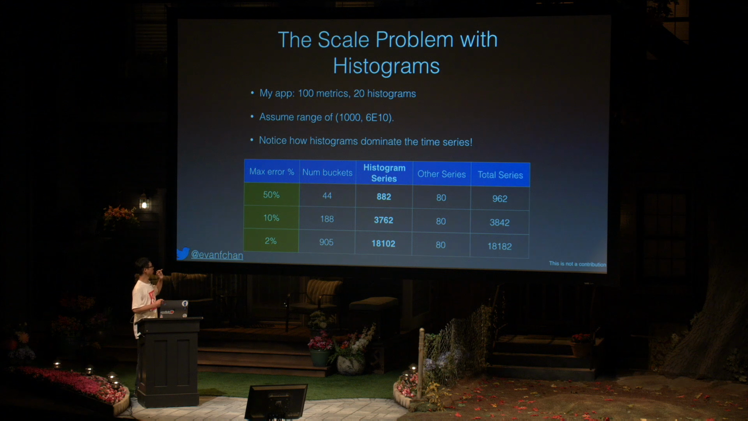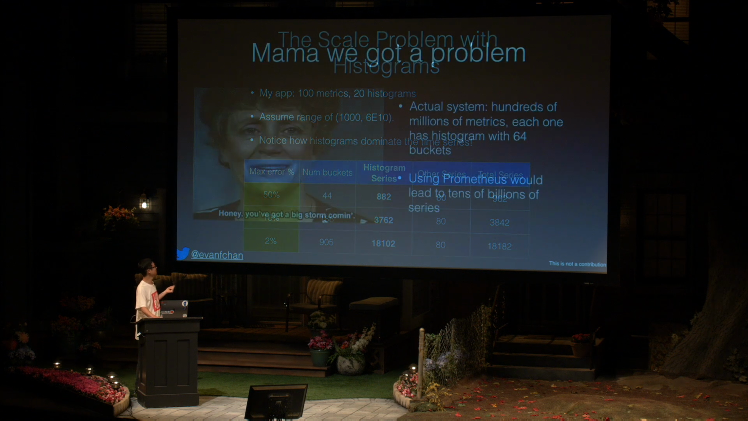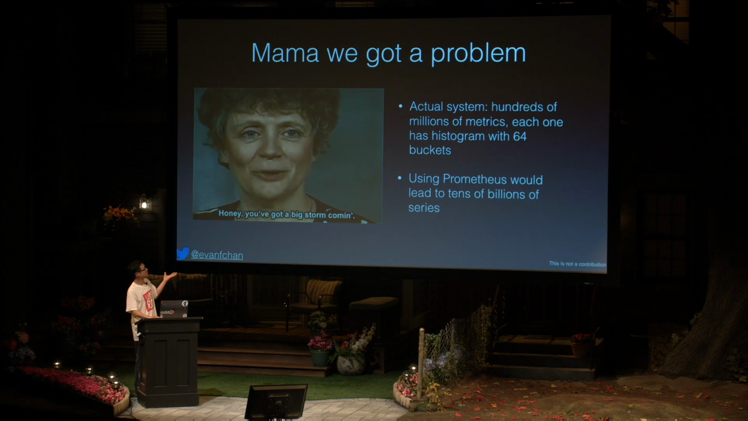If I go to a 2% max error, I'm looking at 900 buckets, and now I have about 18,000 total series, which completely dominates the 80 regular metrics. And we can see that if we desire certain reasonable levels of permissible error, we quickly get to a pretty big problem. So I work with an actual system that has hundreds of millions of metrics. Each of them has a histogram with 64 buckets.